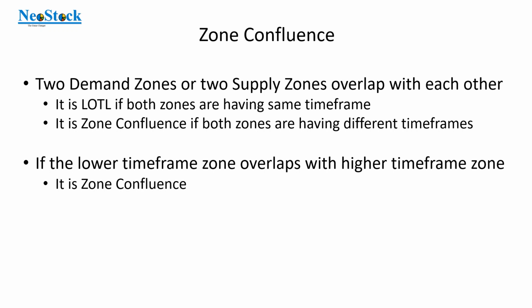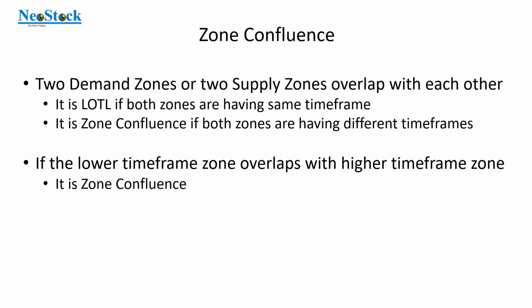You may ask a question, should it always be one time frame below? It need not be. Even two time frames below or even three time frames below. That's why we are using the word lower time frame. Any lower time frame with the current time frame. Assume the current time frame is the higher time frame. If both are overlapped, it is a zone confluence. It need not always be one time frame below.